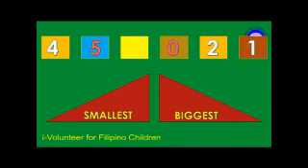The smallest number I can form is 1,245. The biggest number I can form is 54,210. The smallest number I can form is 2,348. The biggest number I can form is 8,432.